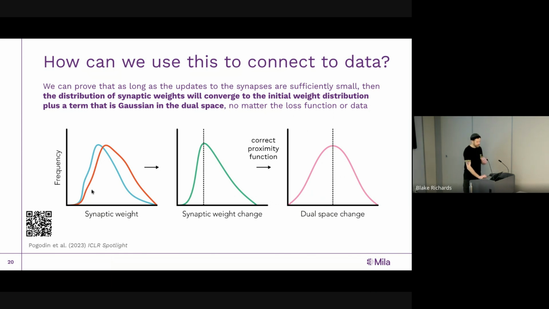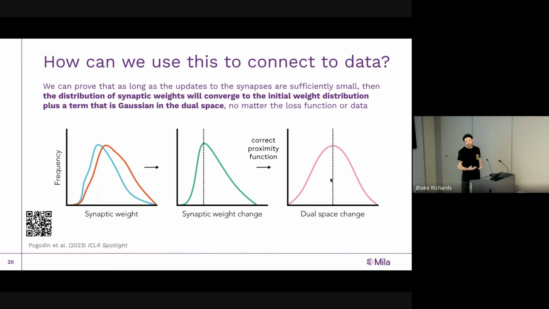So what do I mean by that? Let's imagine that we have some synaptic weights here in orange, say, before training, and then some synaptic weights after training here in blue. And then we look at the change in synaptic weights that occur, and then we project those synaptic weight changes into the dual space using the gradient of our potential function. If we have the correct potential function and the correct proximity function, the distribution of those synaptic changes will be Gaussian, no matter what loss we're training on.